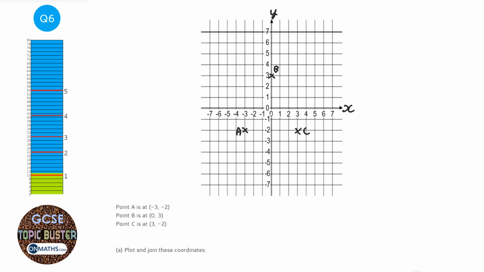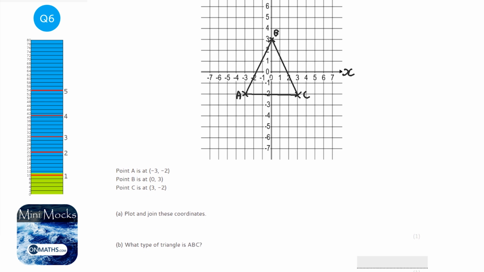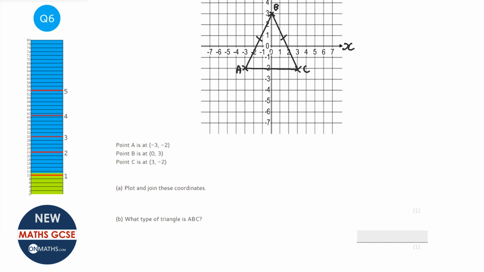So that's point C. And it says plot and join these coordinates. So I'm just going to get my ruler and join them. Well, we've plotted them, so we're just going to join them. And there we go, makes a nice little shape there. Now question B says what type of triangle is ABC. So looking at it, it looks like this length here and this length here are exactly the same length. So when we've got a triangle with 2 sides the same length, it's an isosceles triangle.